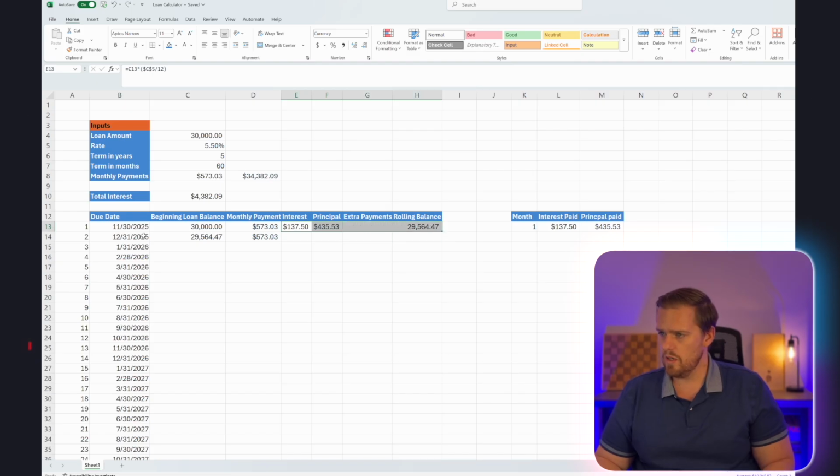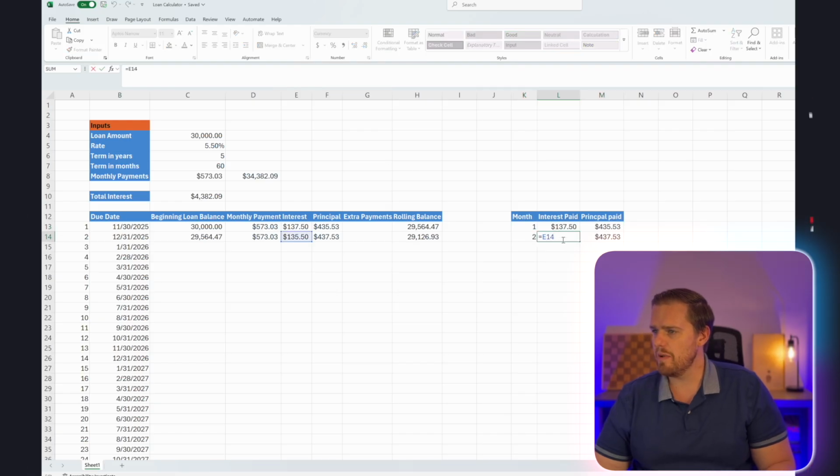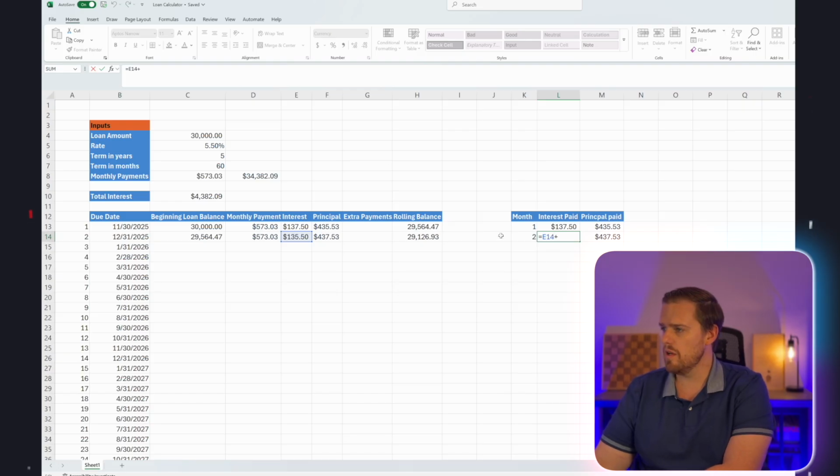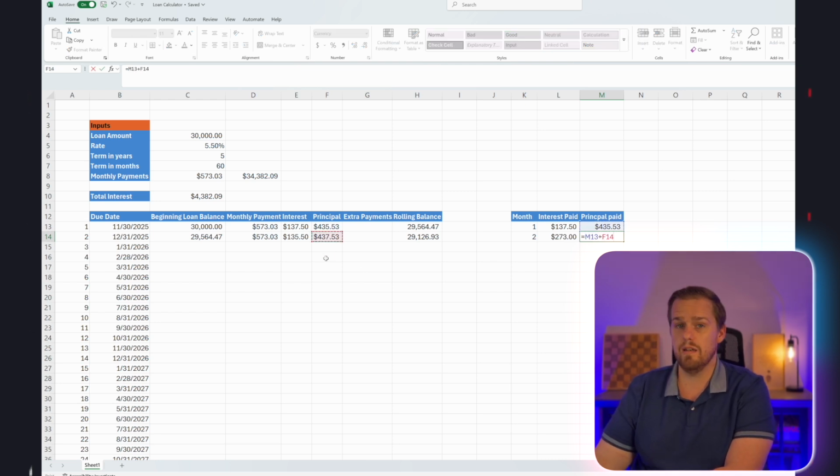So we'll select all of those, shift down, and then Control D to send those down low. And then same holds true over here as well. Go ahead and drag those down low. And then interest paid is going to be the equivalent of E14, the interest this period, plus the interest right here. And then our principal paid is going to be the equivalent of our previous principal plus the principal paid that we paid this month. And we'll go ahead and press enter.